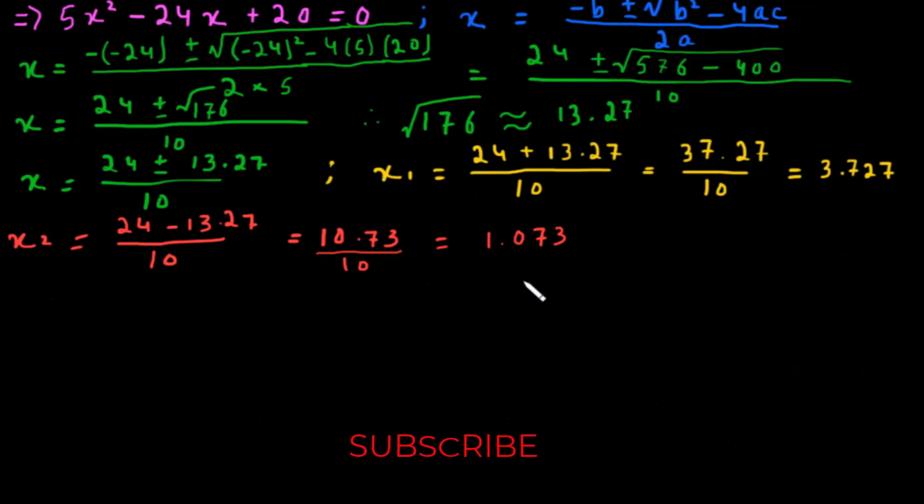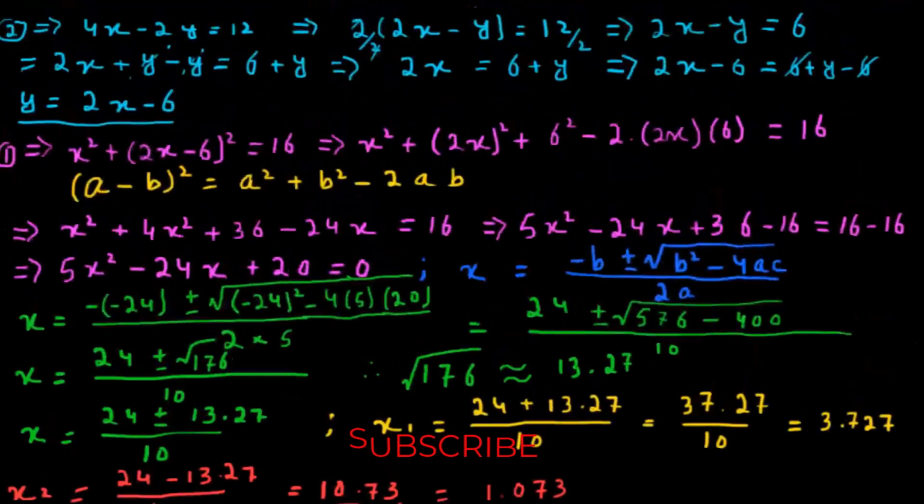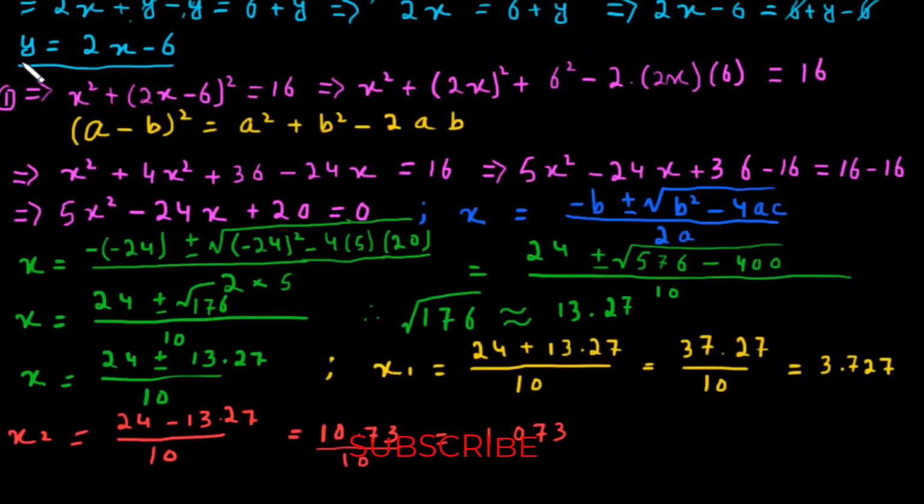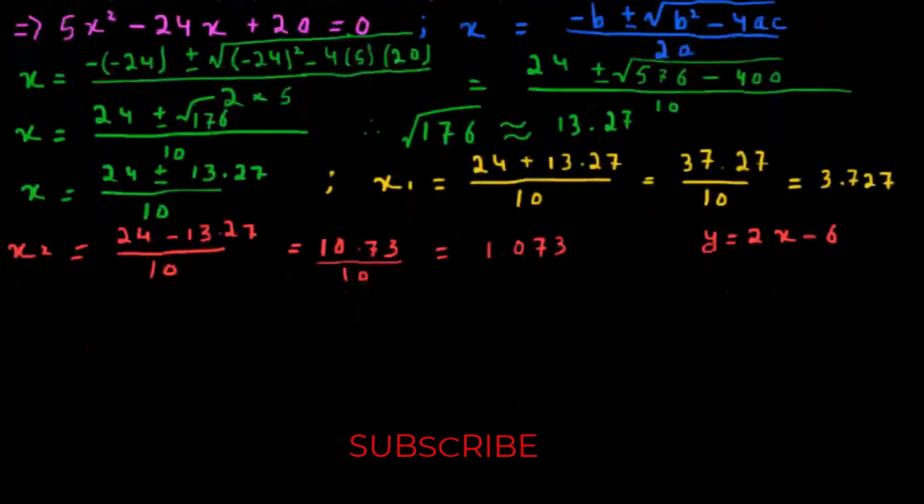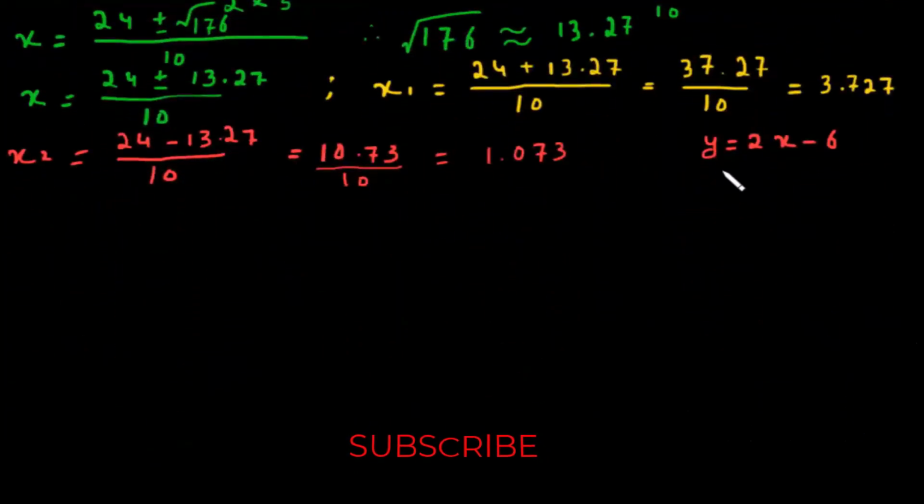Now we can see that x has two values, one is this one and another one is this one. So y will also have two values, and to find out those values of y, we will use this equation, that is y is equal to 2 times x minus 6. So let's use this equation to find out the values of y.